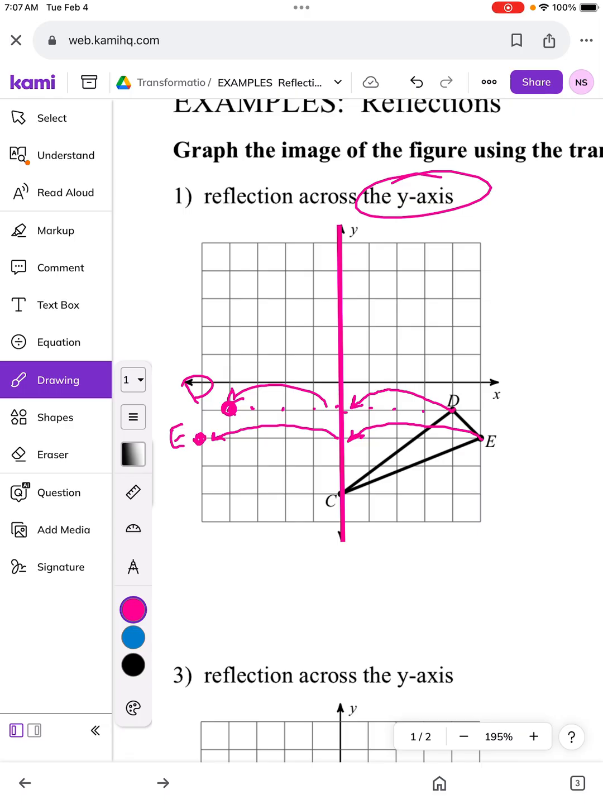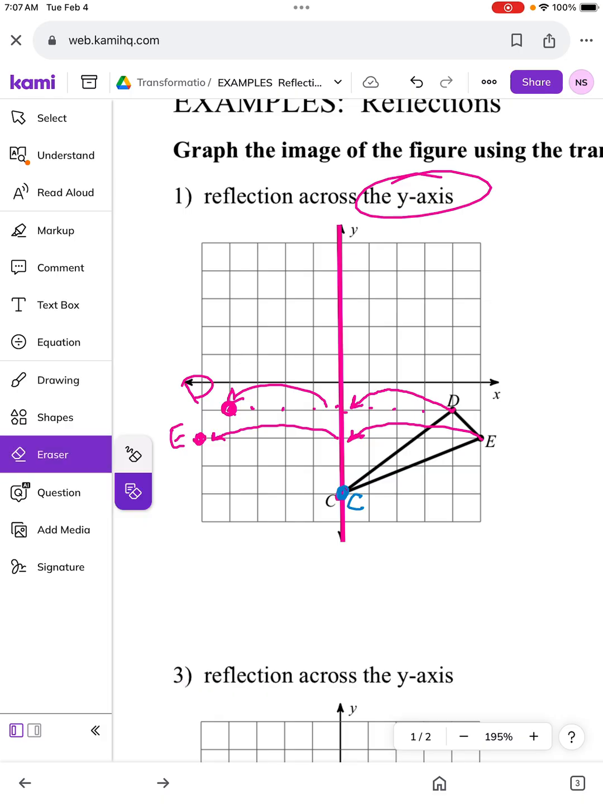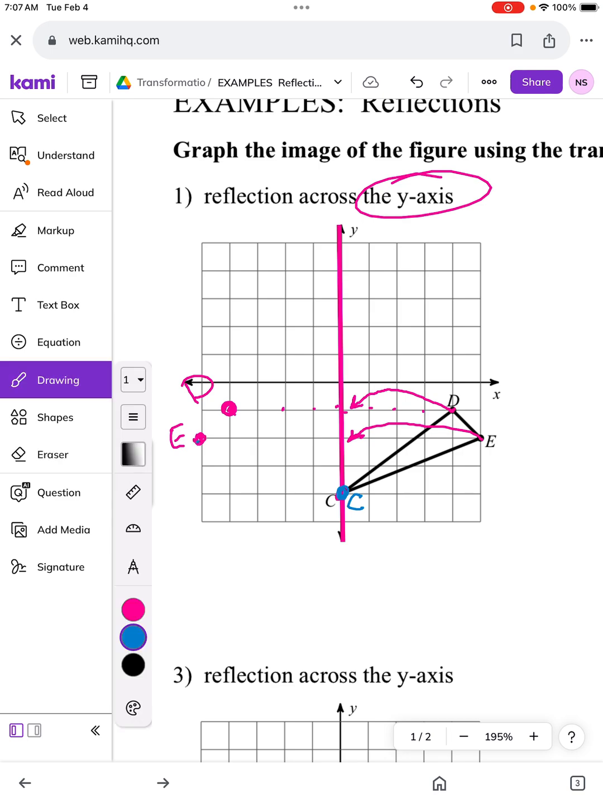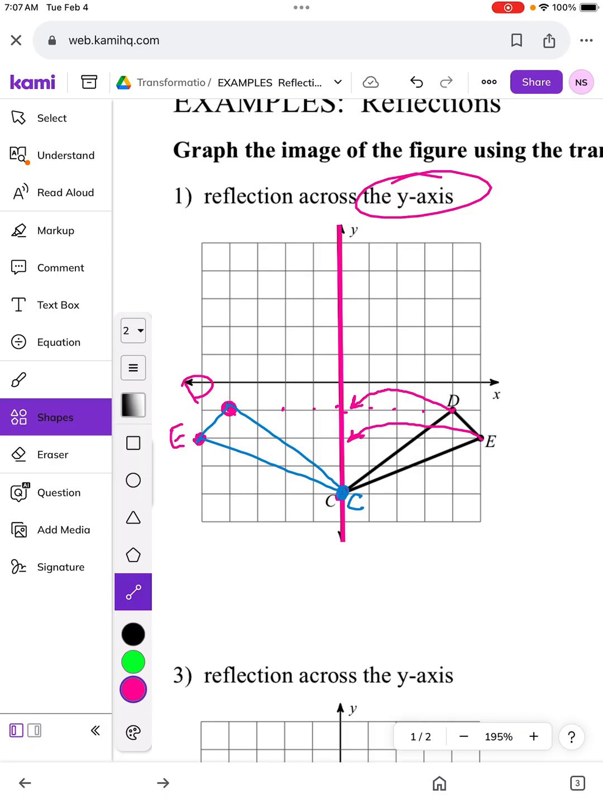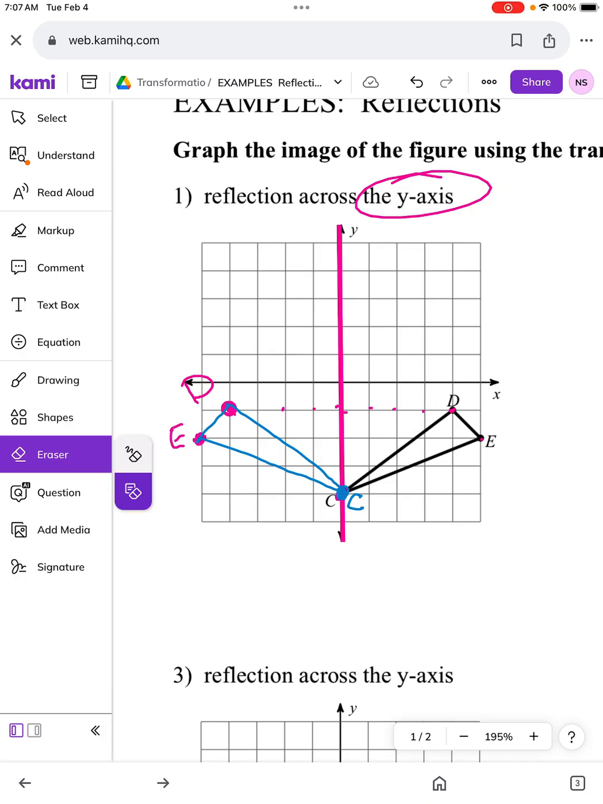Now C, you'll notice, is on the line. It's right here. Right here on the line. So if I'm on the line, I can't move anywhere. So C is actually going to stay in the same place. Now I can connect my dots. Let me get rid of all the extra stuff. So I can go E to D, E to C, and D to C. So that is my reflection over the y-axis. And again, you don't need the arrows, that's just to show you, right?